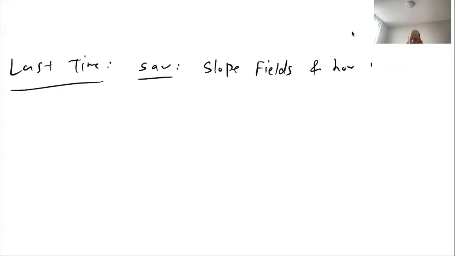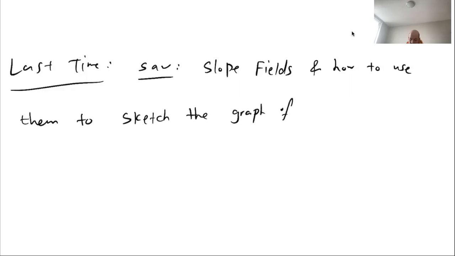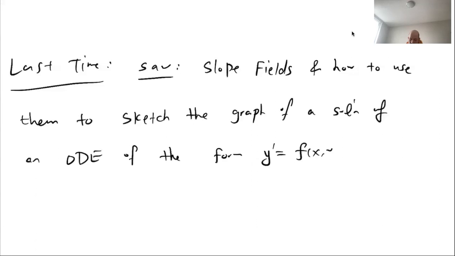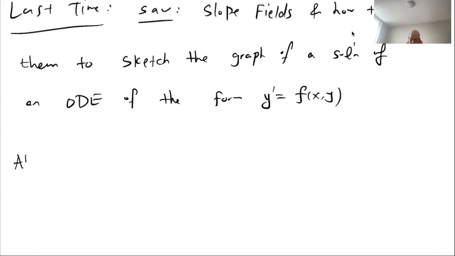So last time we saw about slope fields and how to use them to sketch the graph of a solution of an ODE of the form y prime equals f of x and y. And you also saw about the conditions for existence and uniqueness of solution of a differential equation of this form.